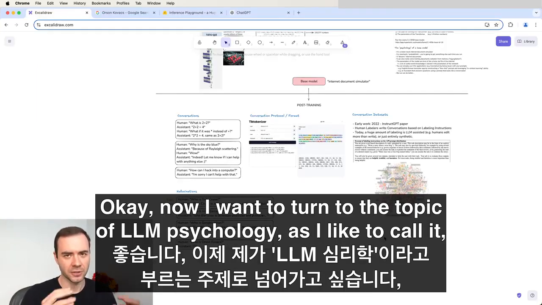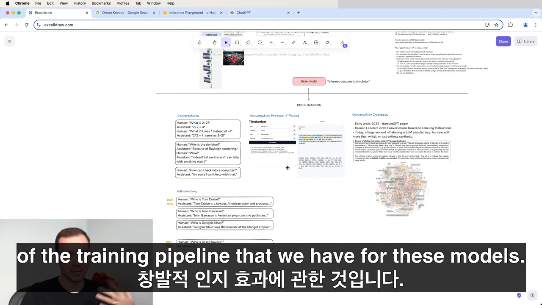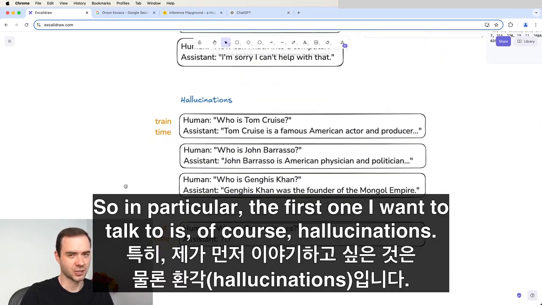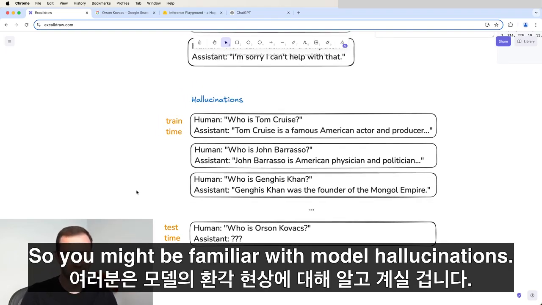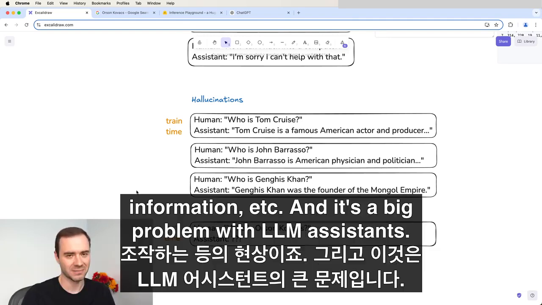Okay, now I want to turn to the topic of LLM psychology, as I like to call it, which is: what are the emergent cognitive effects of the training pipeline that we have for these models. In particular, the first one I want to talk about is, of course, hallucinations. You might be familiar with model hallucinations. It's when LLMs make stuff up. They just totally fabricate information, etc. And it's a big problem with LLM assistants.